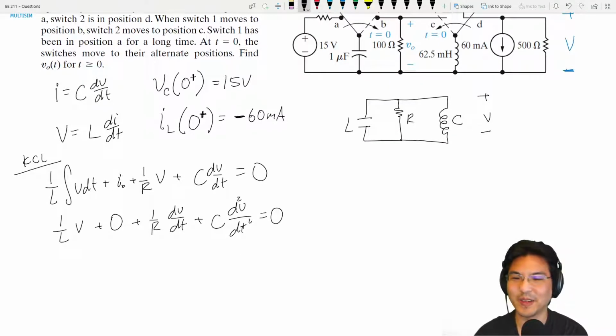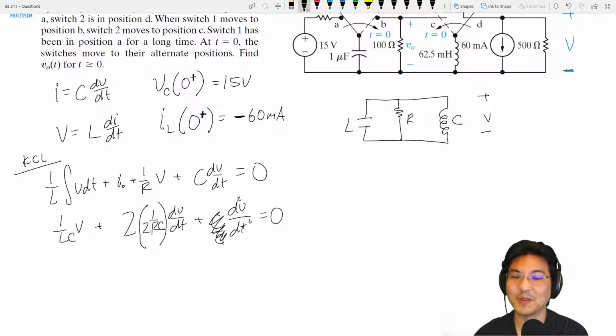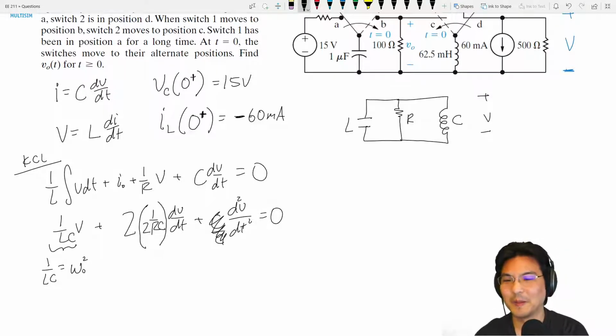Let's clean this up. Let's divide everything by C. There. Okay, and then let's just factor a 2 out. I don't have to write that 0, right? So see this 1 over RC, I'm going to times 2 divided by 2, because I just want to use the quadratic formula. Okay, and then I'll replace 1 over LC with omega naught squared. So omega naught is the undamped natural frequency. And I'll replace this with alpha, that's the Neper frequency.